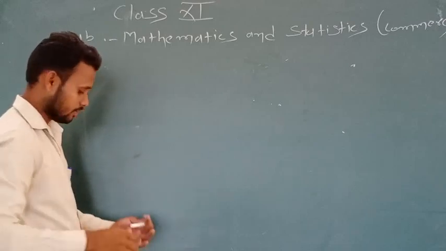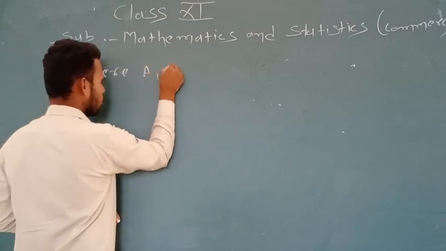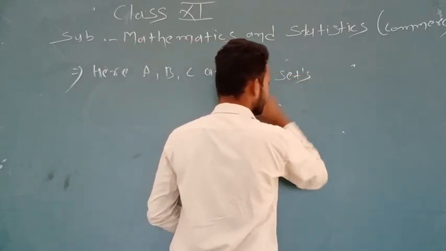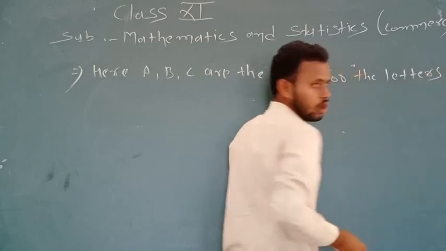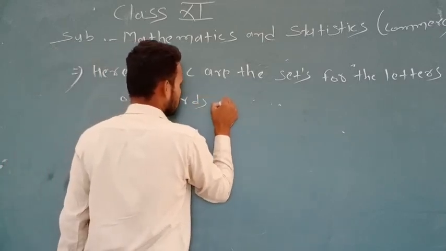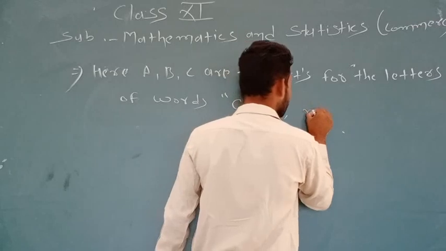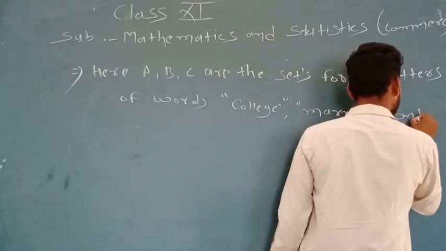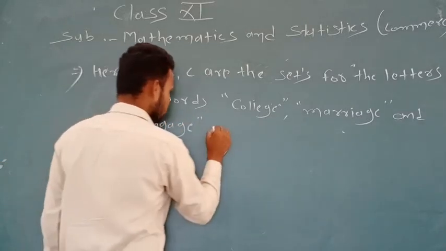Now in the solution, here A, B, C are the sets for the letters of the words college, second marriage, and third one luggage respectively.